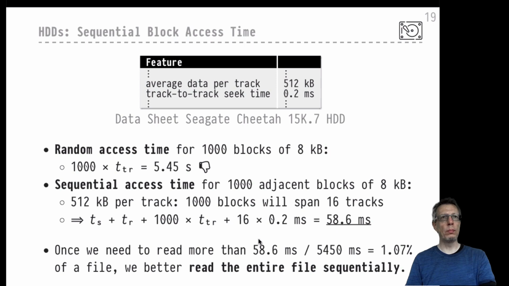It's actually super bad, and random access time really is prohibitively slow, and even if we only want to read about 1% of any particular file, it's probably better to just read the entire file sequentially than to read random blocks that are distributed across the platter. So sequential access time really wins here. So this is the situation for these hard disks, the rotating platter disks.